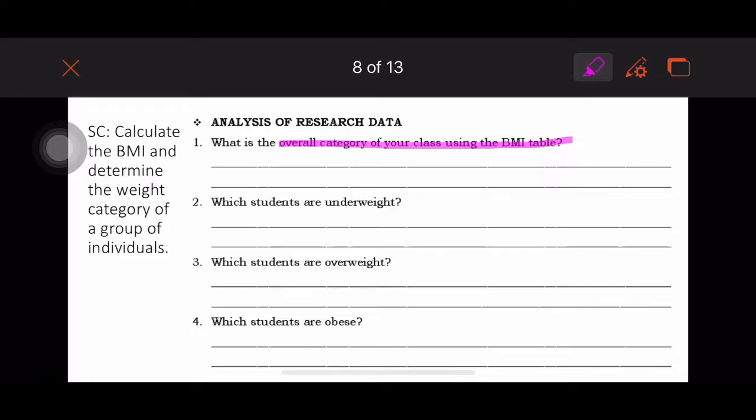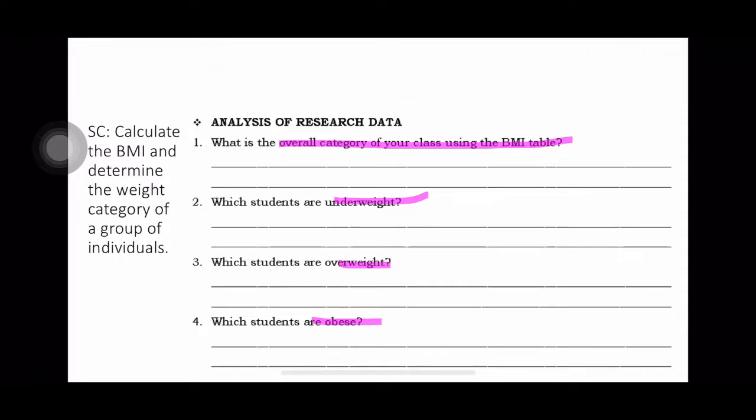That's it. And which students are underweight, you have to write their names. Okay, which students are overweight, write their names. If none, then just say none. If there are students who are obese, then write their names. If there's none, okay, write it down also, none. No one is obese, like that.